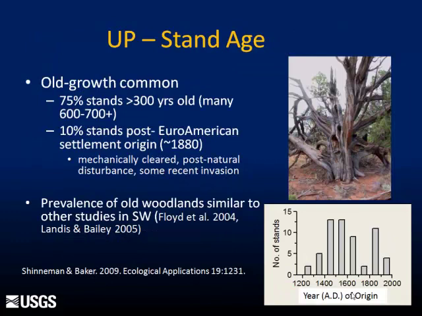These are very old stands in general. In other words, the oldest trees were typically well over 300 years old. In fact, the majority of the trees typically were quite old, not just the oldest trees. And some of our stands were 600 years old or older. In fact, in many stands, the oldest trees were basically undatable because of the quality of the wood. Roughly 10% of the stands were of or post-Euro-American settlement origin. Most of those were either mechanically cleared, of post-disturbance recovery, and a few may have been examples of recent invasion into non-woodland systems.